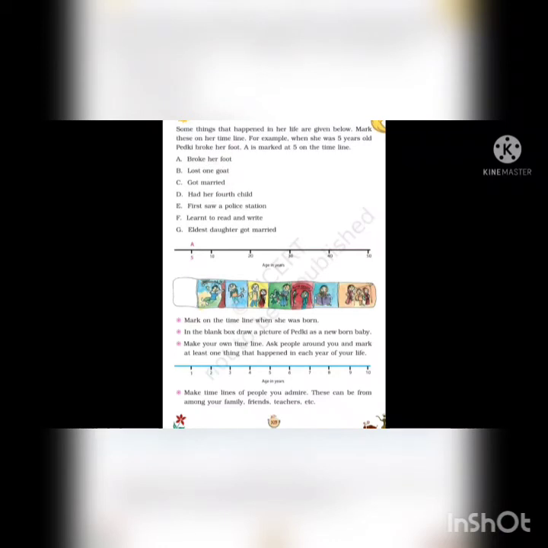Make your own timeline, ask people around you and mark at least one thing that happened in each of your life. Make timelines of people you admire. These can be from among your family, friends, teacher, etc. So this page is your homework. You will do this as a homework. First you will mark the timeline of Petki. Then at the bottom you have to mark your own timeline. Okay, at what year what happened with you. Okay, so this is your homework. You will do this in your book only.